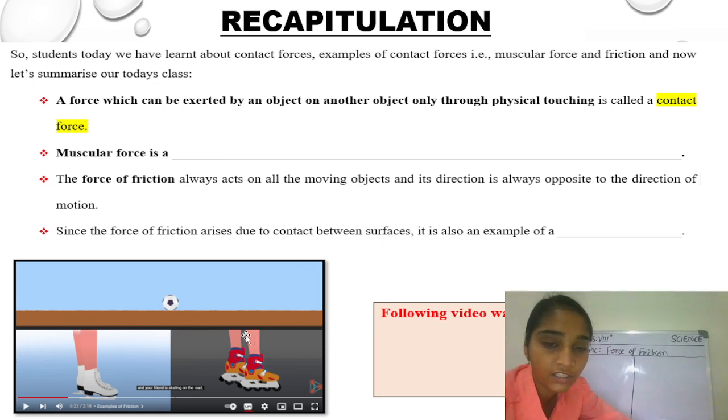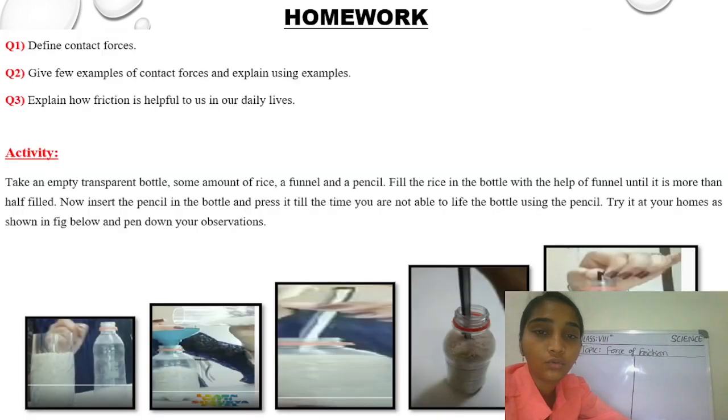And students, the activity, the following video, what was it related to? Basically, the examples which you have seen. Yes, it was related to the type of contact force, which is the force of friction. Very good, students. So now it's homework time. Your first question is to define contact forces. Second, give a few examples of contact forces and explain using examples. Third, explain how friction is helpful to us in our daily lives. Just explain this in your notebook.